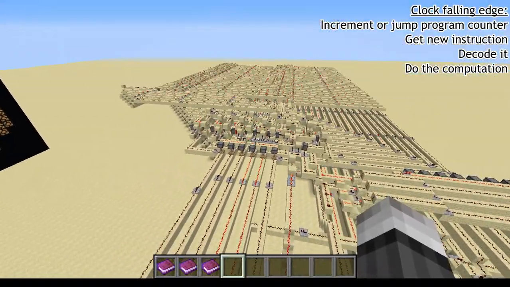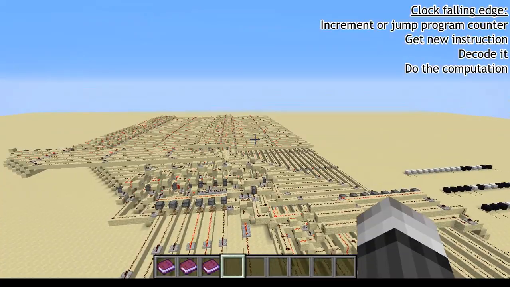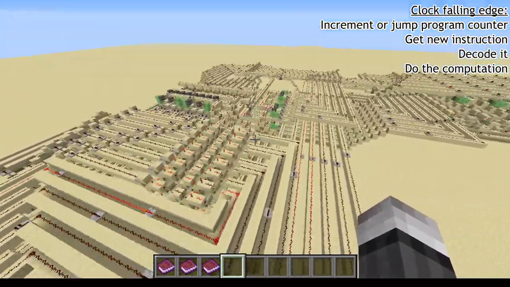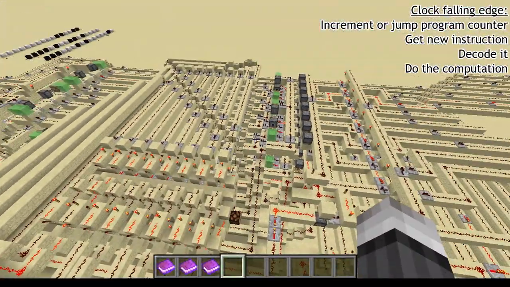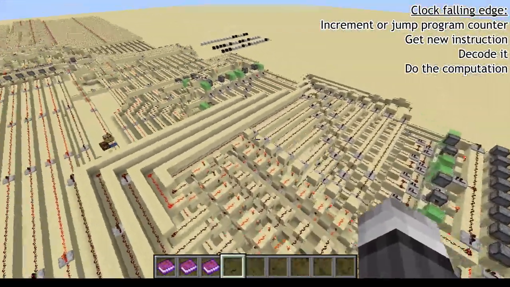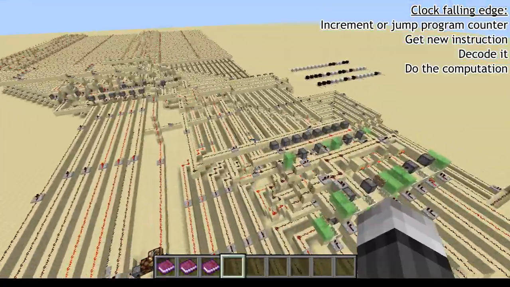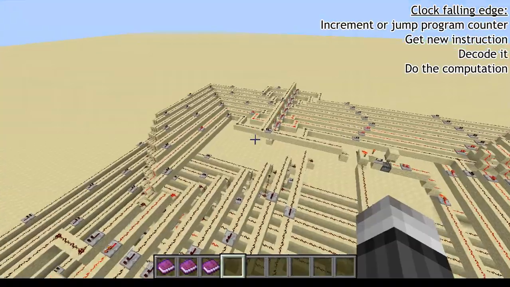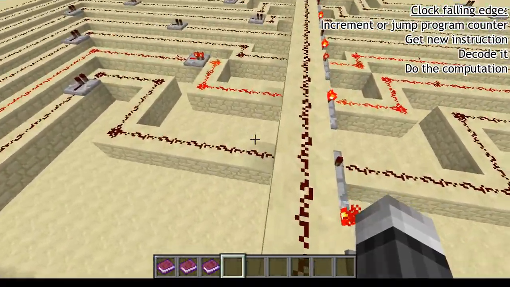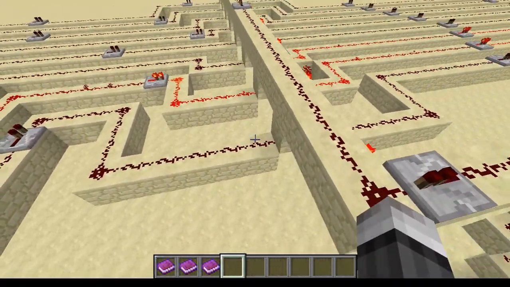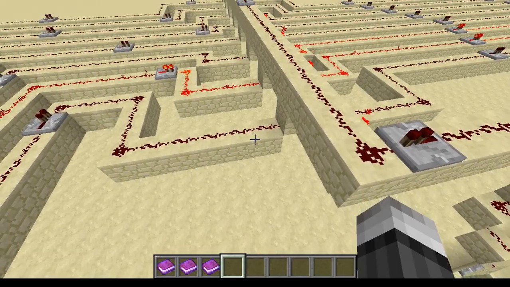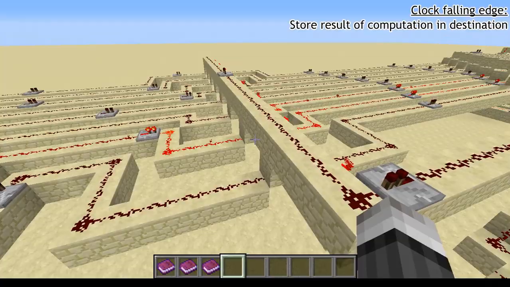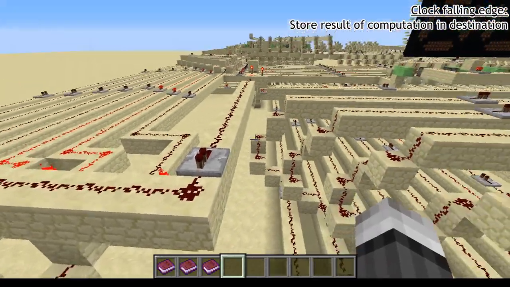So this half of the clock tick is full of a lot of stuff. We increment or jump, we get the new instruction, decode it in the instruction decoder, then the ALU gets that opcode, does the computation, and the value gets outputted. Say we're storing to the A register, it makes its way to the output over here. But then we wait for the rising tick of the clock pulse when it turns on, and then we set that value into wherever the destination is going to be.